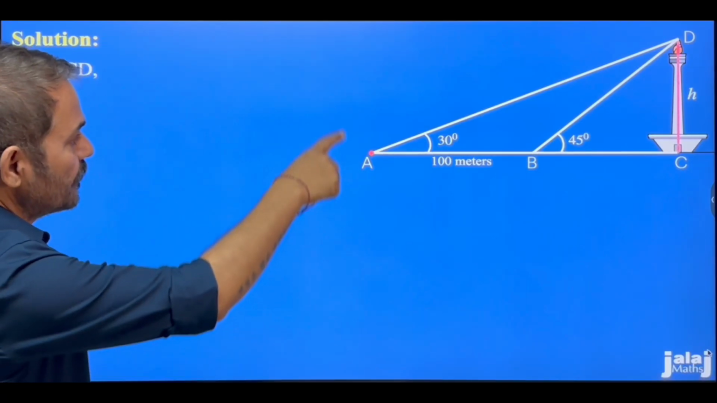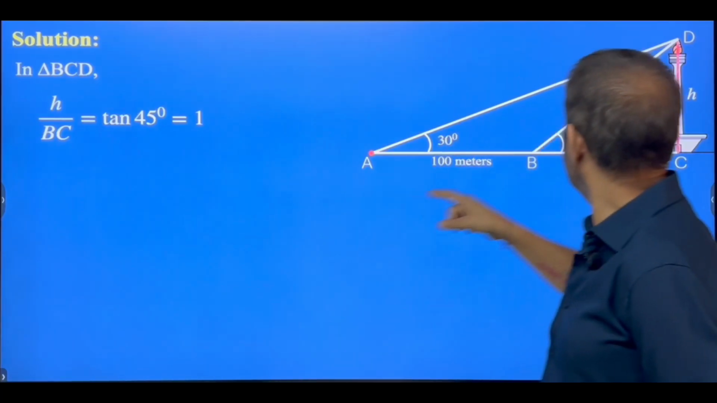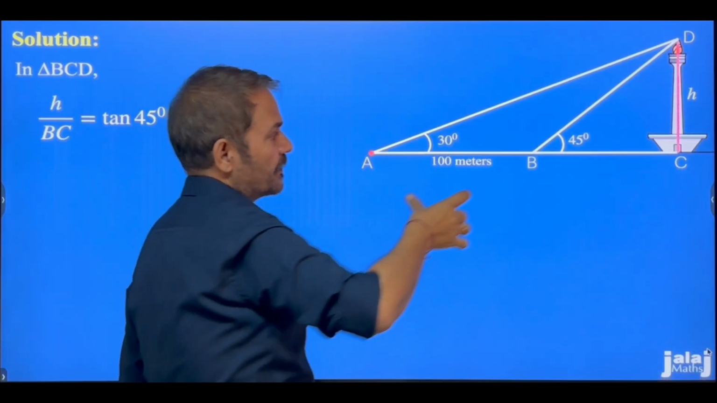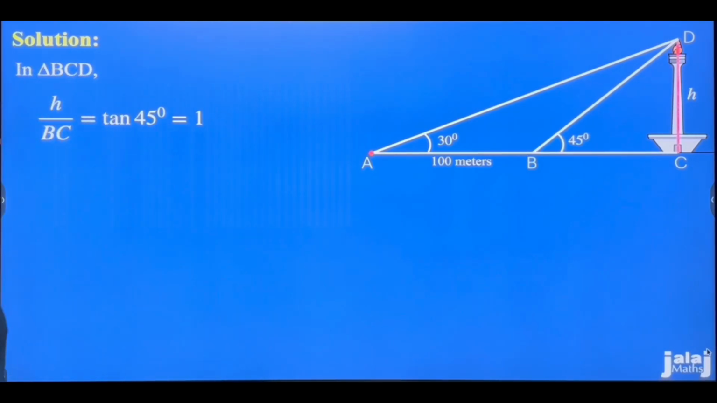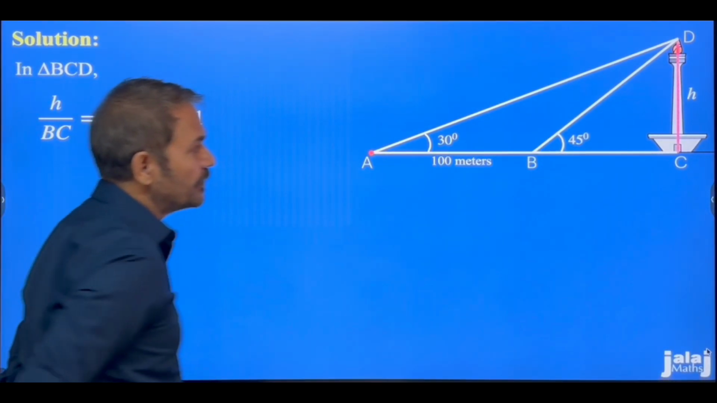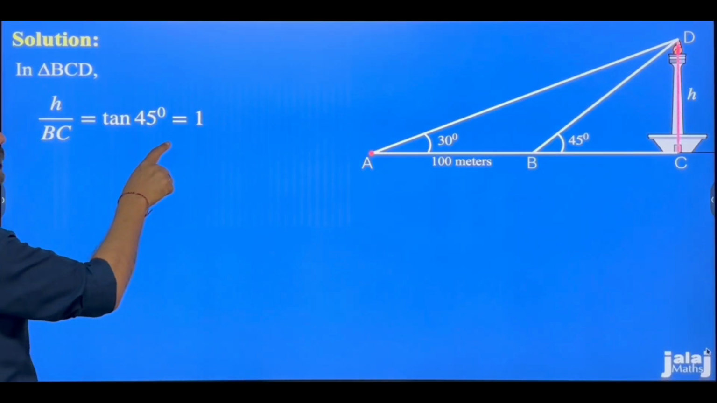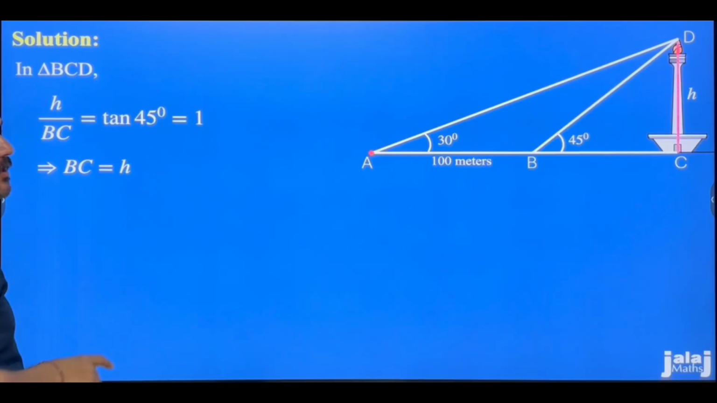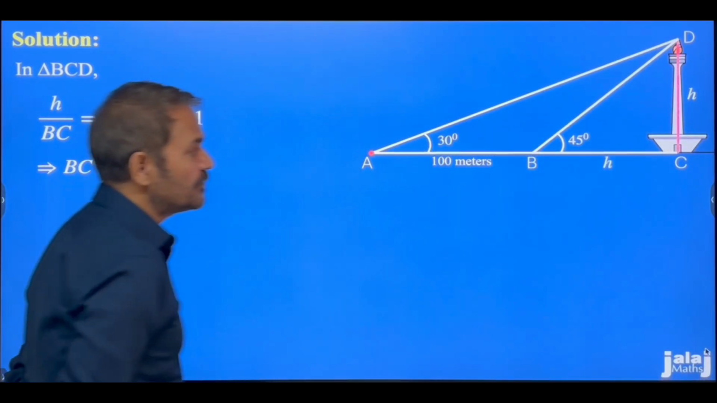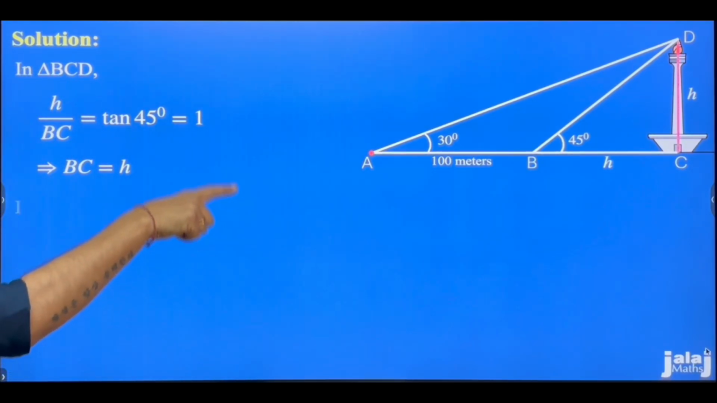So if you work in triangle BCD, H upon BC is opposite over adjacent, and opposite over adjacent is tangent. So H upon BC will be tangent of this angle of elevation, that is tan 45 degrees, which is 1. So H upon BC is 1. So this gives you BC and H are equal. BC is equal to H. So you can label this BC as H now.